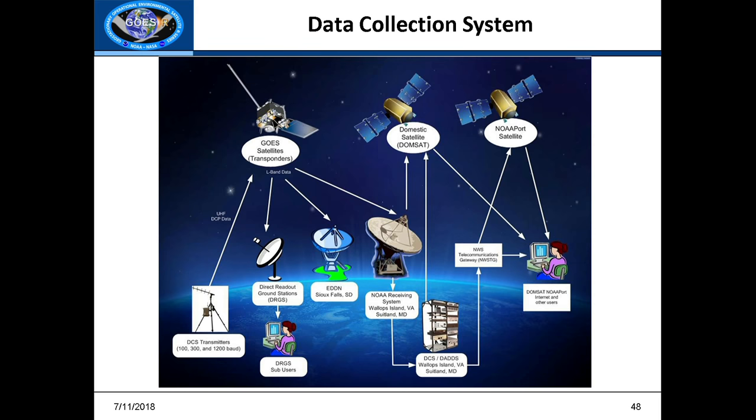And this is a diagram of the data collection system. Start with the observing platform. The transmitters transmit up, and we're doing 300 and 1200 baud now, up to the satellite, which is used as a transponder. And not only does Wallops receive it, but the EDDN, which is a USGS center in South Dakota, receives it as well. And anybody with a direct readout ground station can receive it. Most users, though, will go into this system here. It's called DADS, to retrieve it, or receive it on the HRIT M1.